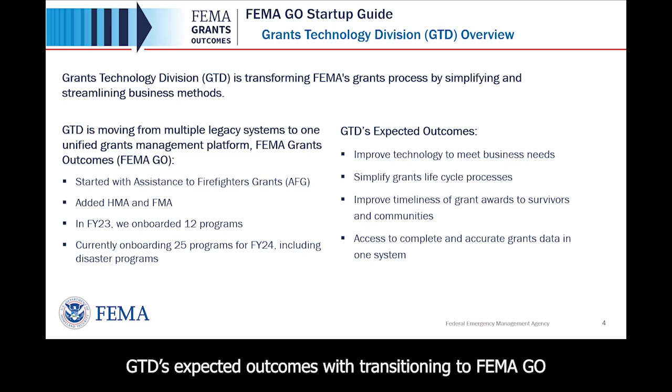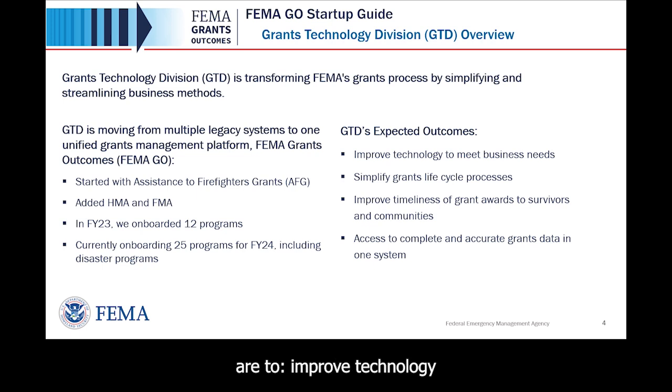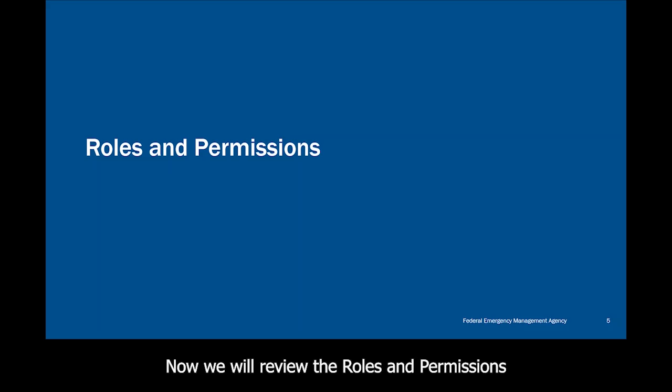GTD's expected outcomes with transitioning to FEMA Go are to improve technology to meet business needs, simplify the grants lifecycle processes, improve timeliness of grant award to survivors and communities, and provide access to complete and accurate grants data all in one system. Now we will review the roles and permissions for external users within an organization.